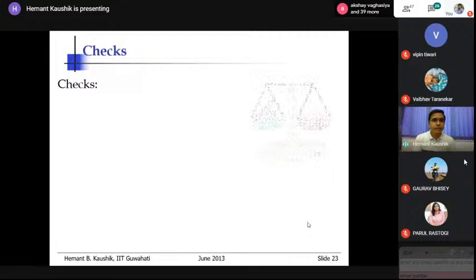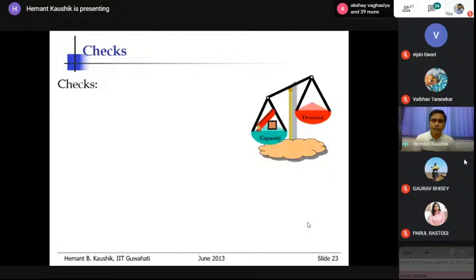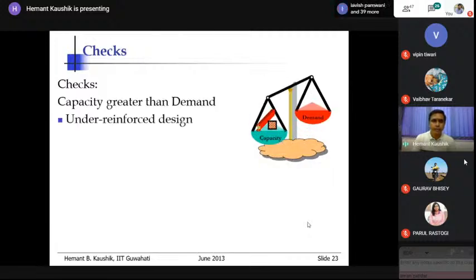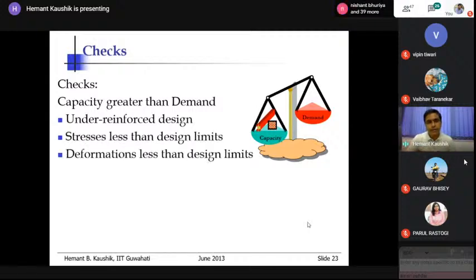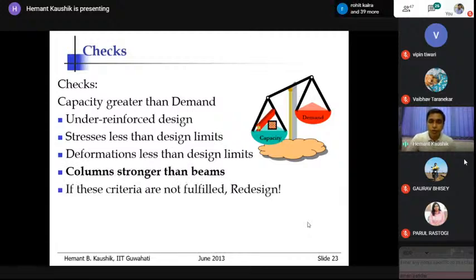Finally, the checks. Like I showed, the capacity should always be greater than demand. It has to be an under-reinforced design, stresses less than the design limits, deformation less than the design limits, columns stronger than beams. If these criteria are not fulfilled, redesign.